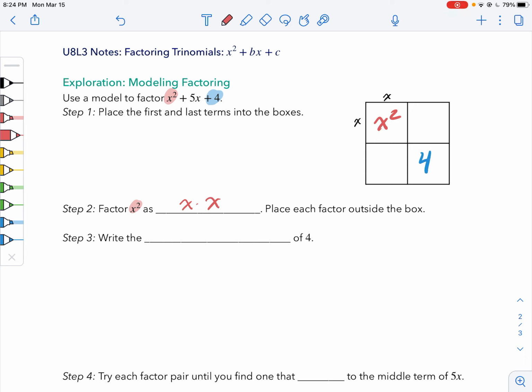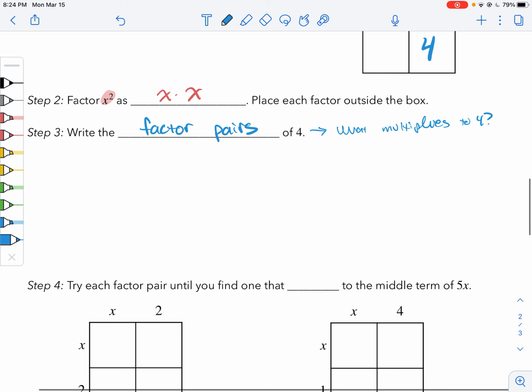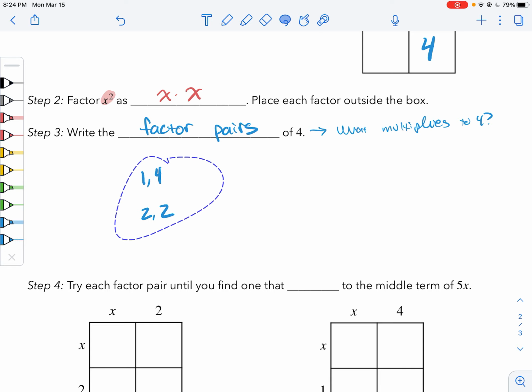Now we need to find all the factor pairs of 4. That's going to answer the question, what multiplies to be 4? There's really only 2 factor pairs. You can have 1 times 4 equals 4. You can also have 2 times 2 equals 4. Those are our only pairs. Gonna make them all big till they fit.